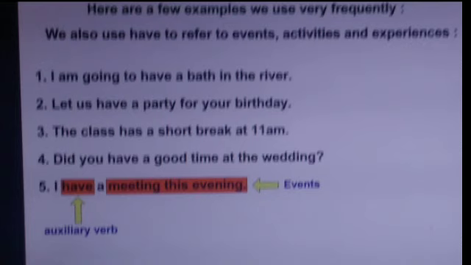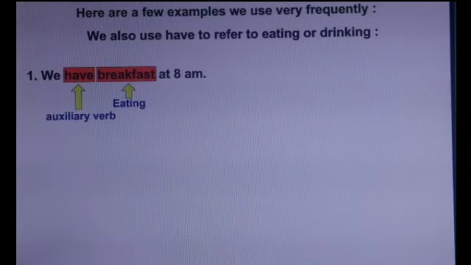Here, children, we have studied how we use have to suggest certain events, certain activities, or some experiences. Have is also used to refer to eating or drinking activity. Let us see a few examples related to that.